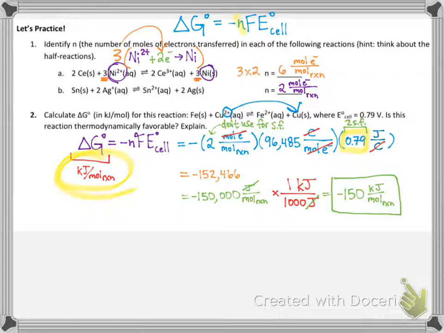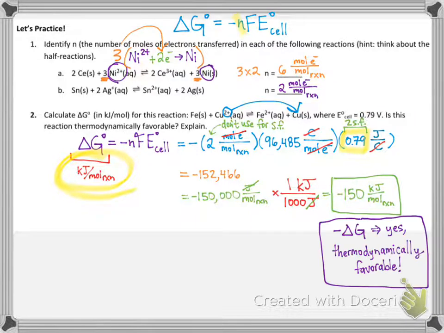Don't forget, they also asked you, is this reaction thermodynamically favorable? This is going to be one of the easiest free response questions to answer because you have a negative delta G value. By definition, it's thermodynamically favored. Okay, so that's the negative nFE equation.